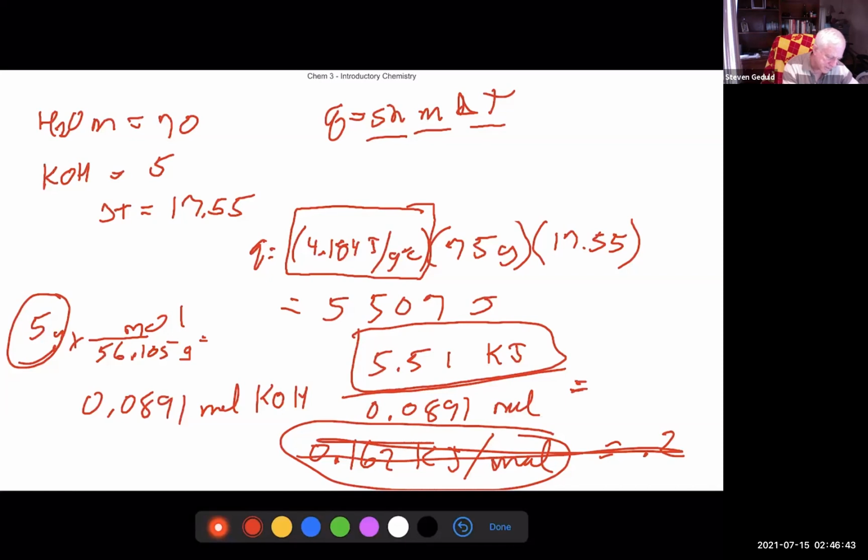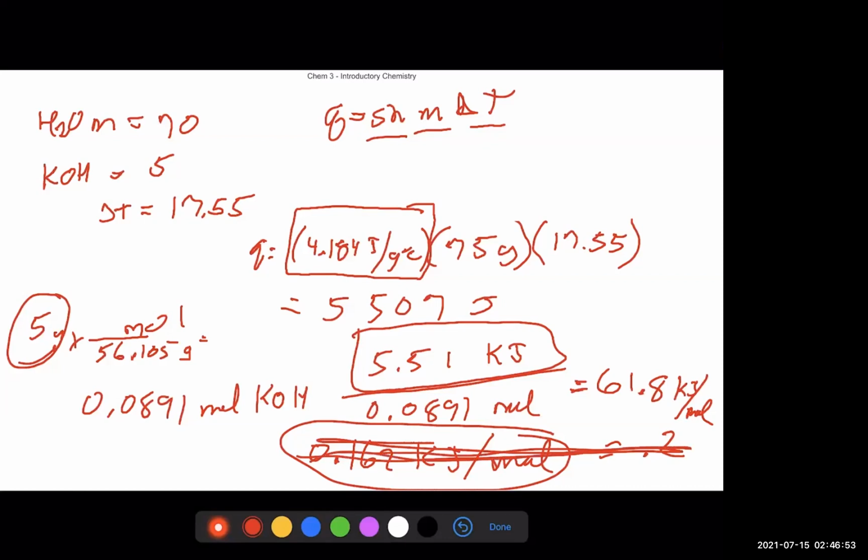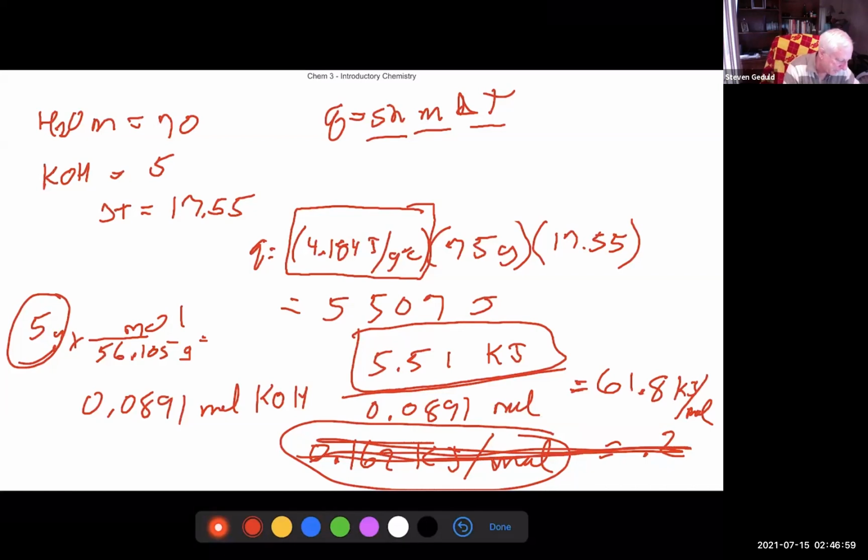5.51 divided by 0.9 comes to 61.8 kilojoules per mole. I don't know how I got that answer. I must have hit something wrong with my calculator. Got to watch my calculator buttons. Okay, now that might work doing three digits, because I just hit the one button on the calculator.